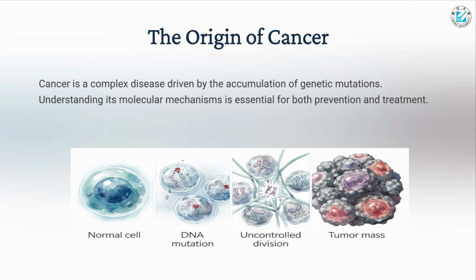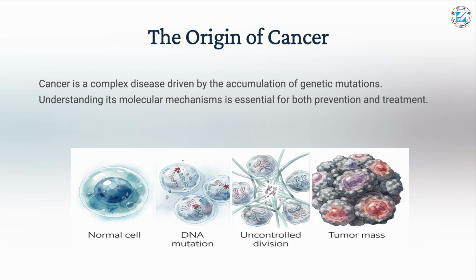Now we move to the next major topic, the origin of cancer. Cancer is not usually caused by a single event. It is a complex disease driven by the accumulation of genetic mutations and epigenetic changes. These changes affect genes that regulate cell growth, cell division, DNA repair, apoptosis, angiogenesis, invasion, and metastasis.